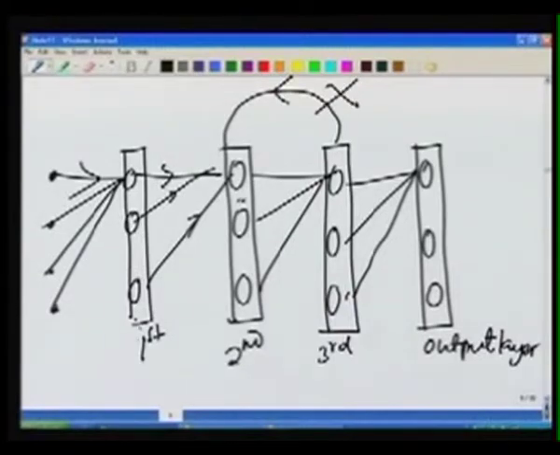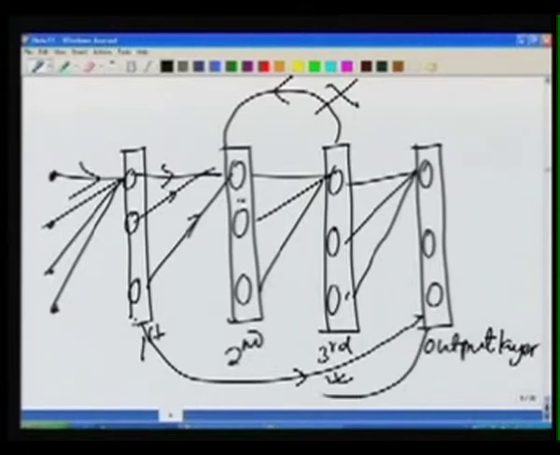This is allowed. From this layer I can connect to this layer. This is allowed, but from this layer I cannot allow connection to this layer. These are called feedback connections, they are not allowed. So, that is why this is known as a feed forward network.